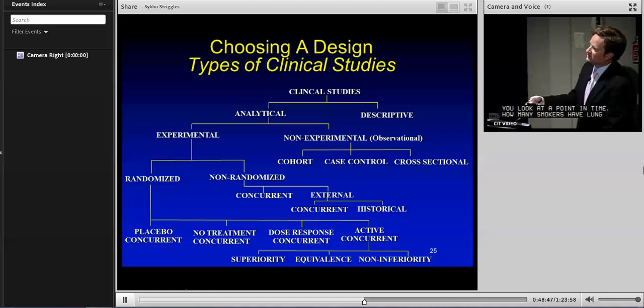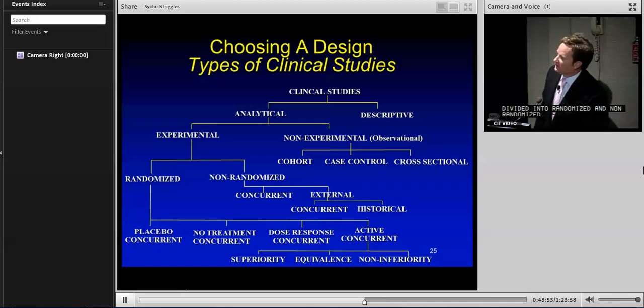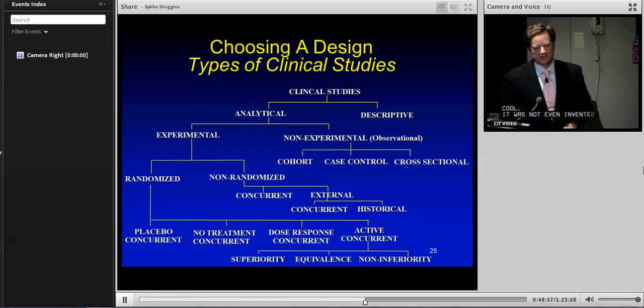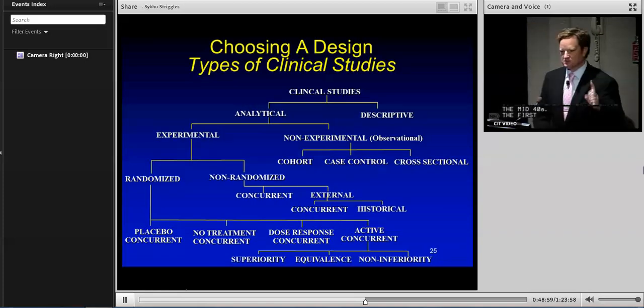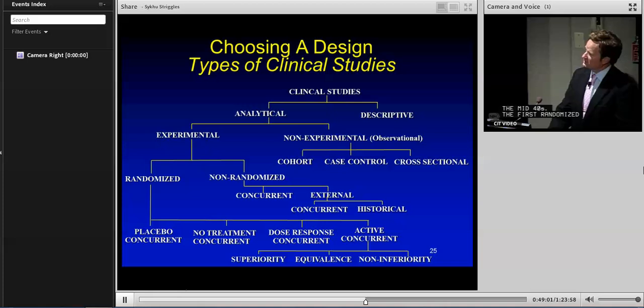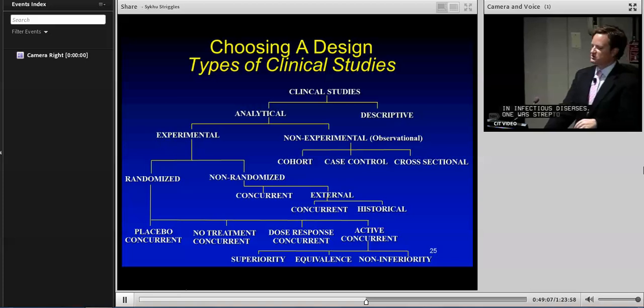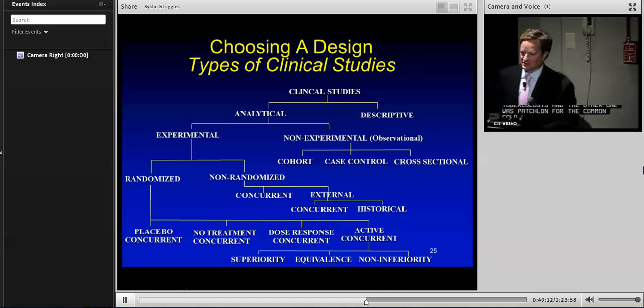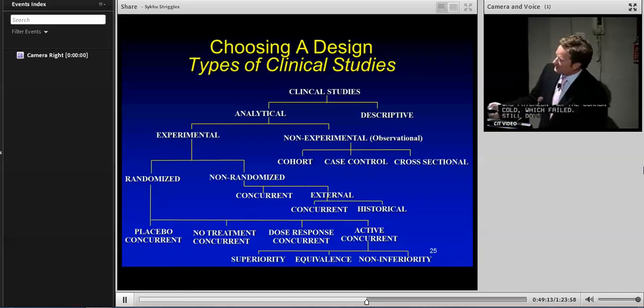Experimental studies can be divided up into randomized and non-randomized. Randomization is just an amazing tool. It was not even invented until the mid-1940s, and the first randomized trials were in infectious diseases. One was streptomycin for tuberculosis, which actually succeeded and lowered mortality in TB, and the other one was a largely forgotten trial of this drug called Patulin for the common cold, which failed. Still don't have any treatments for the common cold today.